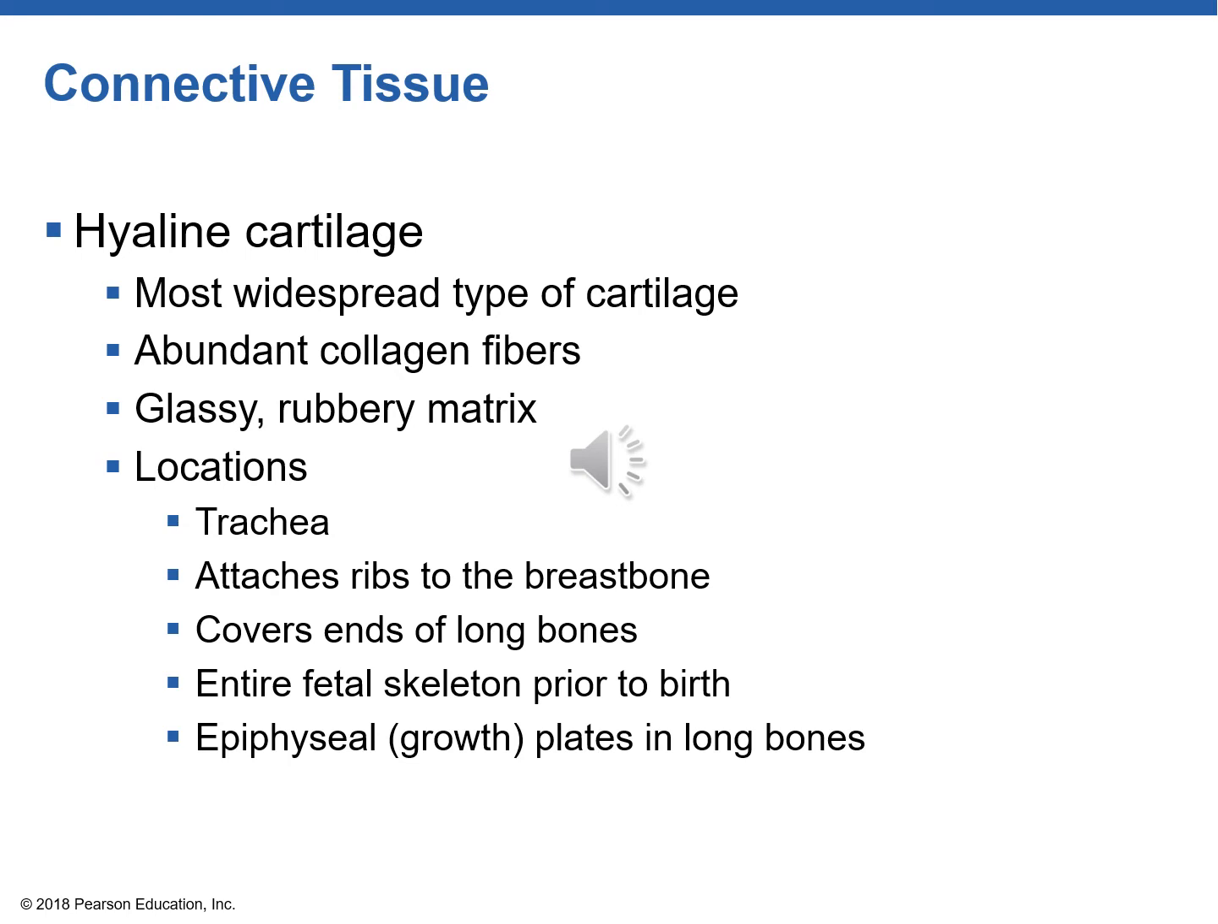It's quite abundant. If we look at it with the naked eye, it looks glassy and kind of rubbery. And the locations are listed here, including the trachea. Also, when we look at how the ribs connect to the sternum, the breastbone, there's actually a little bit of hyaline cartilage there that sort of forms that connection. And it covers the end of long bones. It's called articular cartilage in that case.